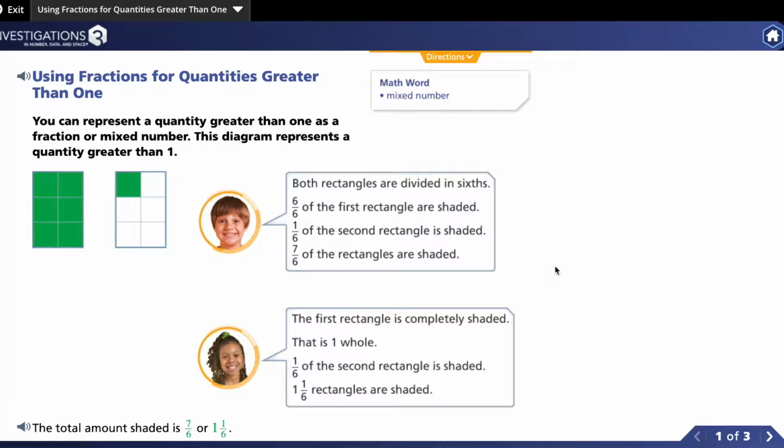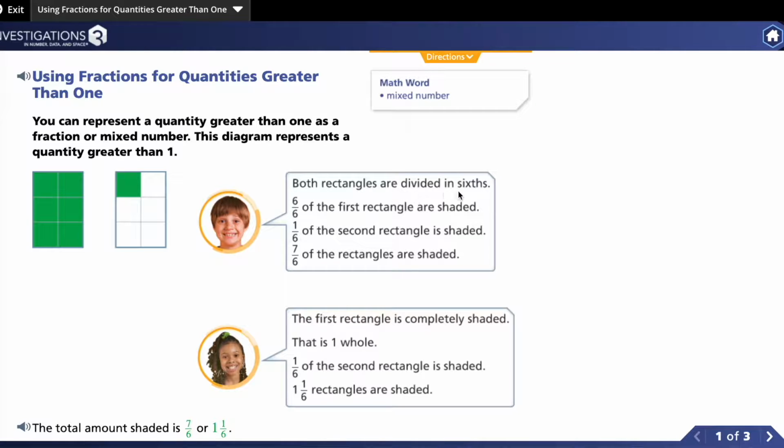So here we have using fractions for quantities greater than 1. We already know fractions can be used to show numbers less than 1, but you can represent a quantity greater than 1 as a fraction or mixed number. This diagram represents a quantity greater than 1.